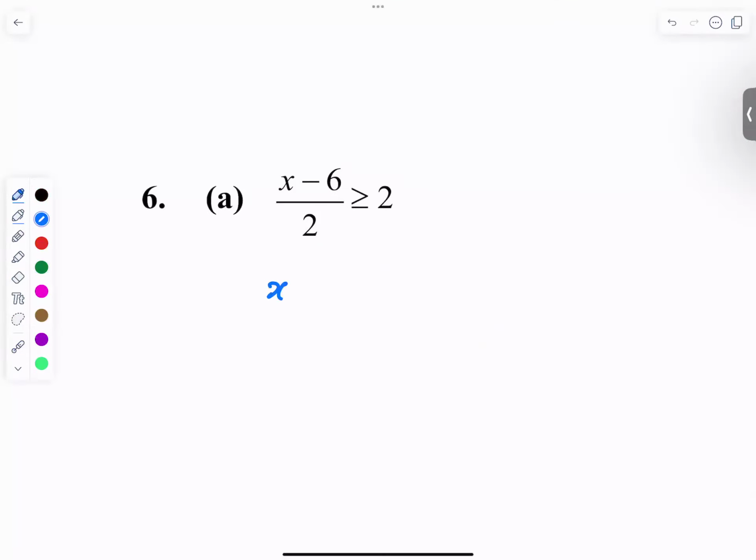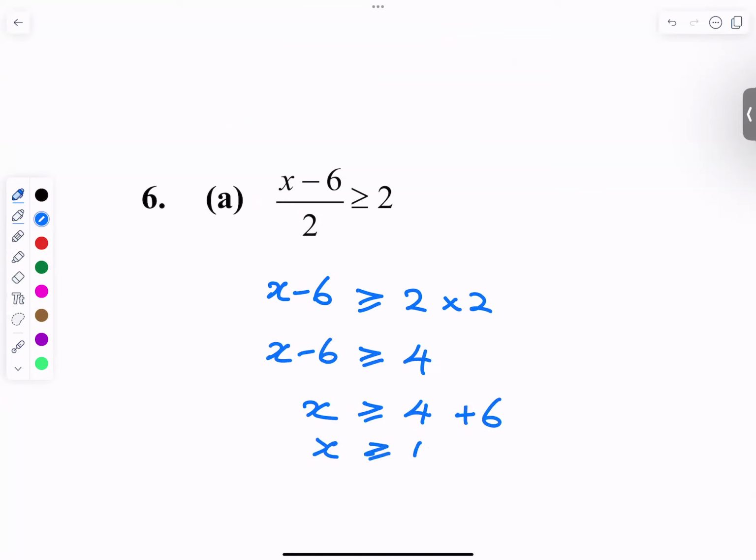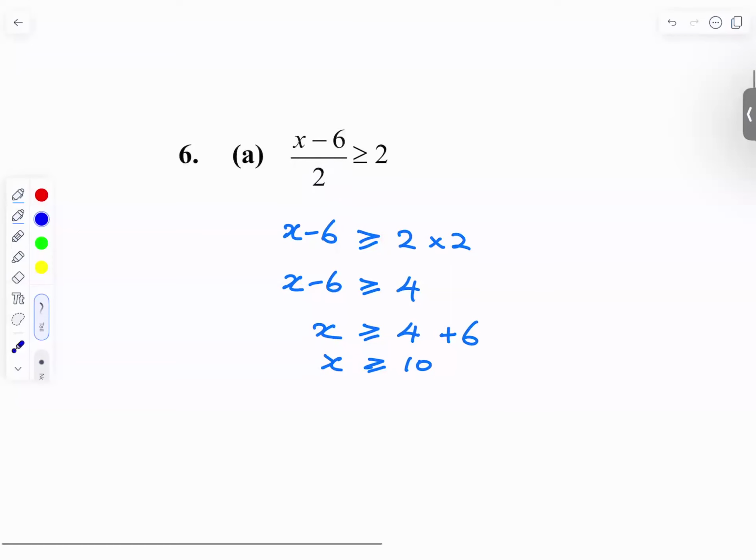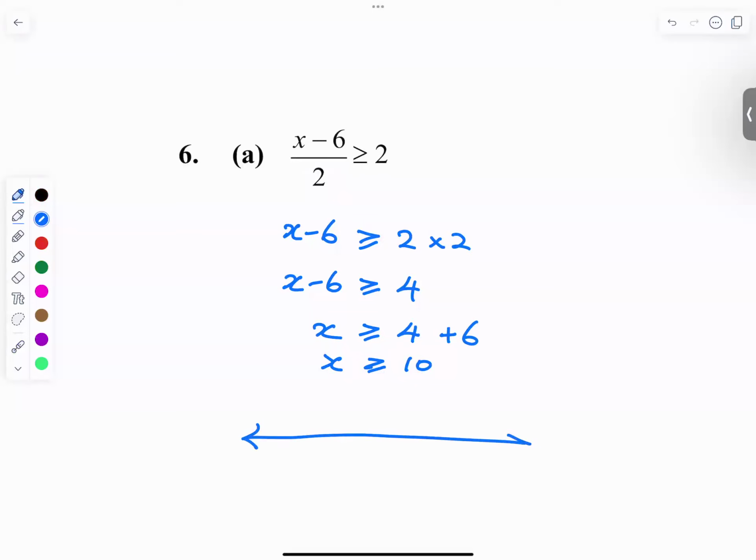2 goes to the other side, becomes times. I just assume you know what I'm doing, so I'll do these questions a little quicker. 2 here was divided, goes to the other side times, and then click, click, click everything. So -6 here goes to the other side, +6. After finding the answer, you need to draw 0 and +10, answer line, and it's going bigger, right? So bigger is to the right.